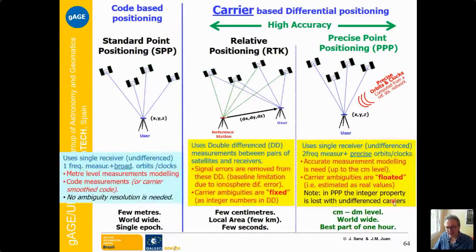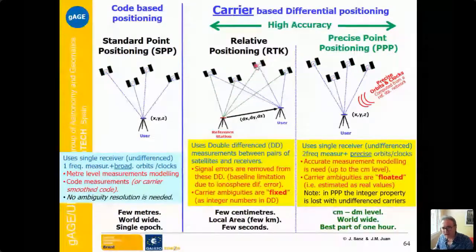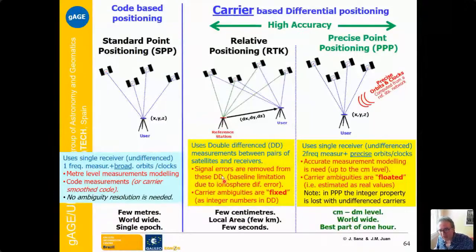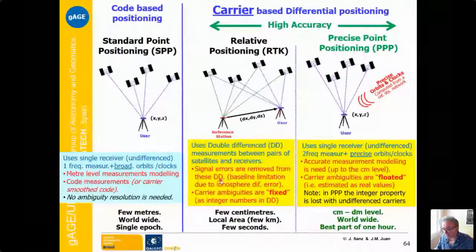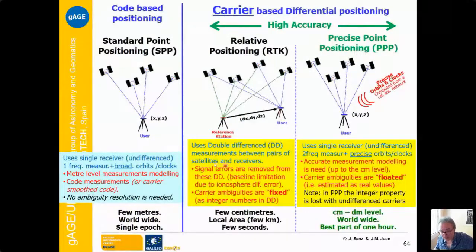Last slide is this. Relative positioning uses double differentiated measurements. It is the same, single differentiated or double differentiated, in order to cancel common errors. Common errors are removed because we are differentiating the measurements from the reference station and the user. It is the same, single differential or double differential here.